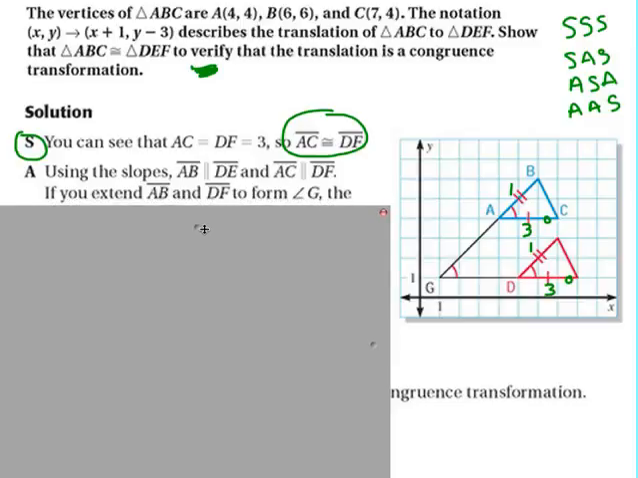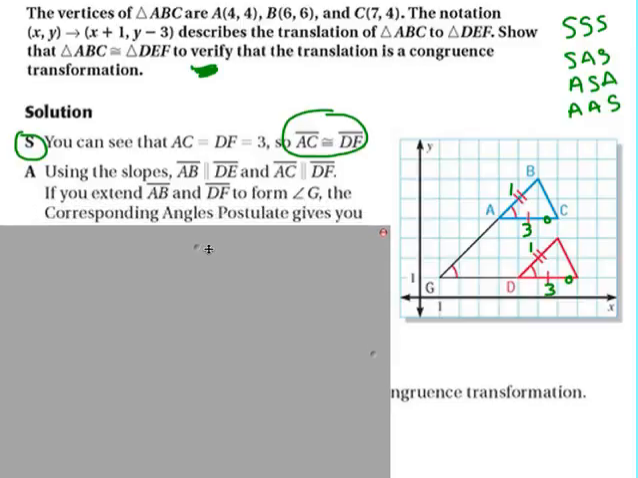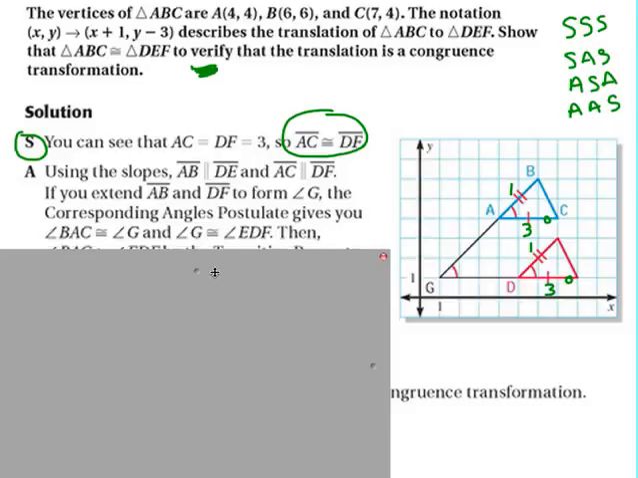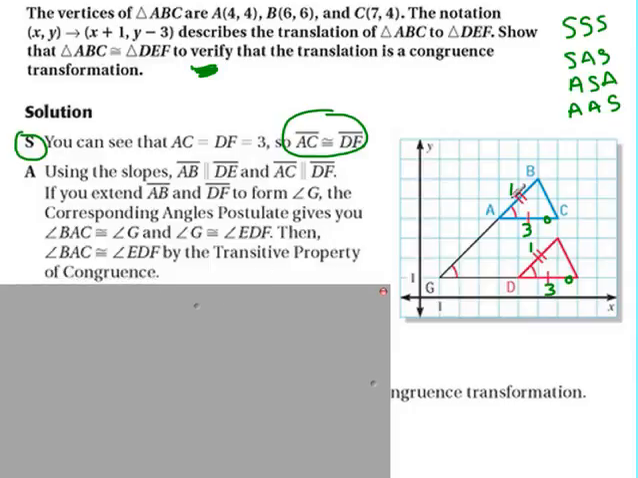Very interesting. If you extend AB and CD, you can form angle G. The corresponding angles postulate gives you that these equal G, and then by the transitive property, they're congruent. Because these are parallel lines, D is going to be the same as G, and A is going to be the same as G, because they're corresponding angles. Since A is congruent to G, and G is congruent to D, by the transitive property A is congruent to D. Pretty sweet. That gives us an angle. Side, angle, I wonder what's next.